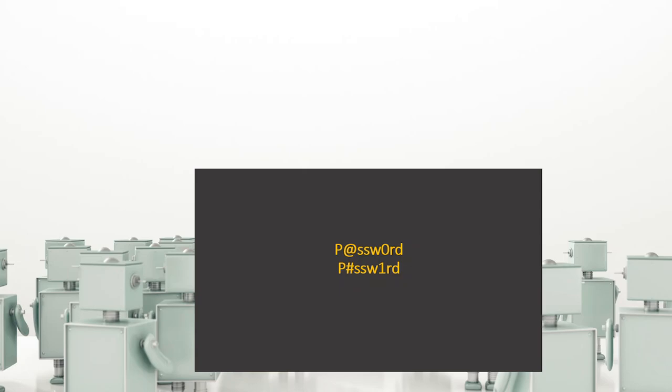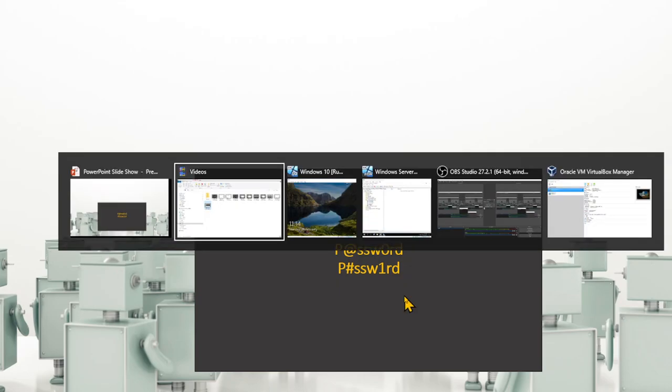So we'll do that by using a password, which is the password on the top. We'll use this password, and then we'll try to change to this password to verify if the policy is working or not. So let's go to Active Directory first.